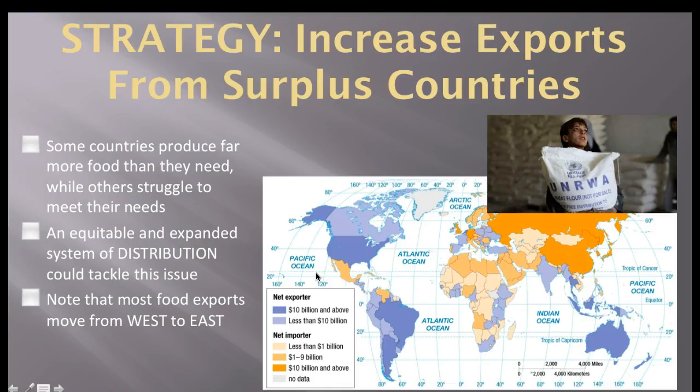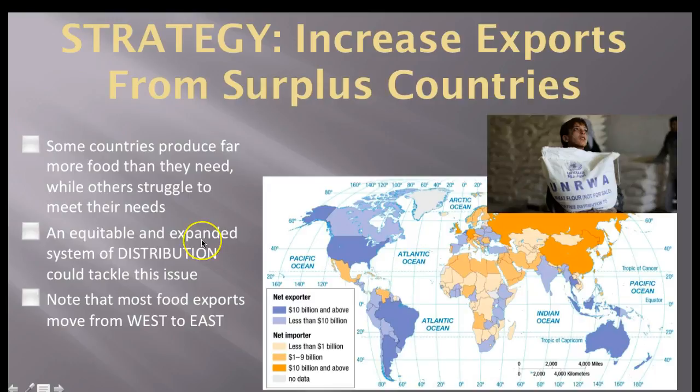Strategy that the book provides that tries to help increase food supply around the world is simply increasing exports from surplus countries. Note down here you have a lot of Western countries, Brazil, Argentina, United States. The Western side of the world generally has a lot more surplus and will then send it to other countries that do not have a huge surplus.